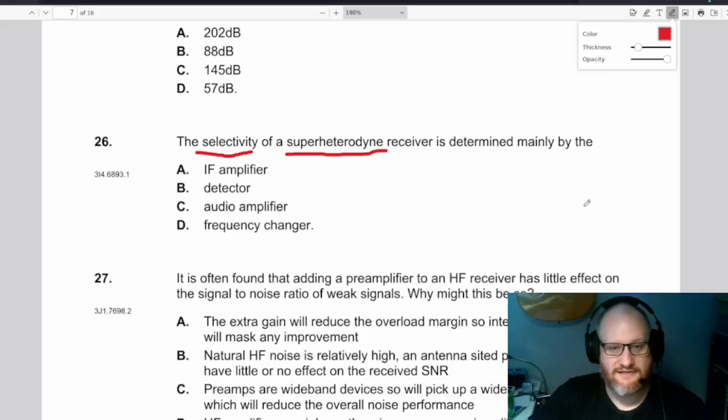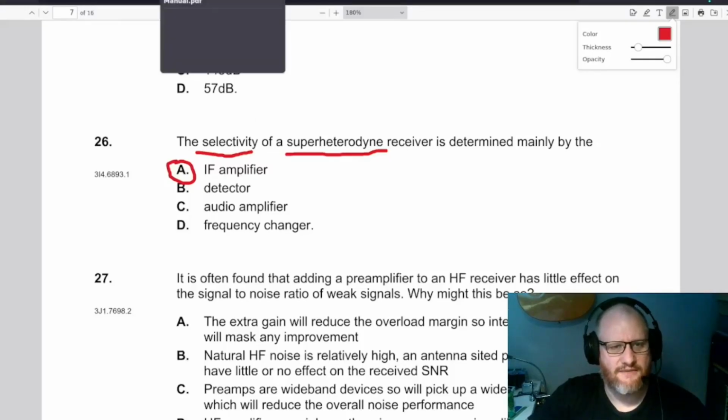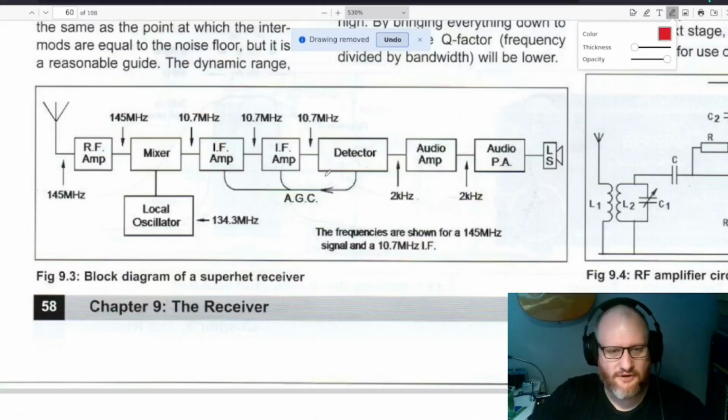So let's come back to our answers, and well, we've pretty much answered it with that, haven't we? Because the first answer here is the IF amplifier. Well, we like to also look at the other answers for these questions. So could it be the detector which has an impact on that? At this point, the detector is taking the intermediate frequency and extracting the audio from it. So if we've got some poorly selective IF amplifiers, the detector is not really going to be able to make up for that.